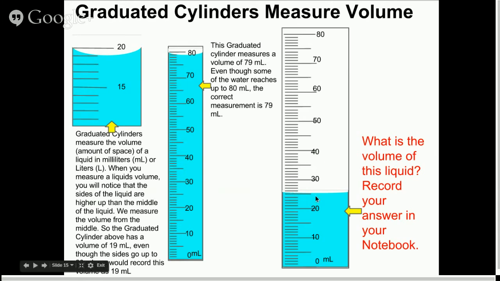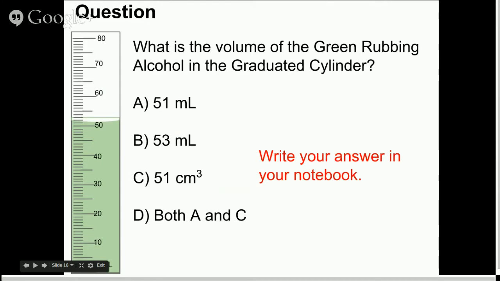The correct answer is 25 milliliters. It goes up to 26, but the bottom of it is on 25. What is the volume of the green rubbing alcohol in this graduated cylinder? Write your answer in your notebook. Go ahead and pause it.